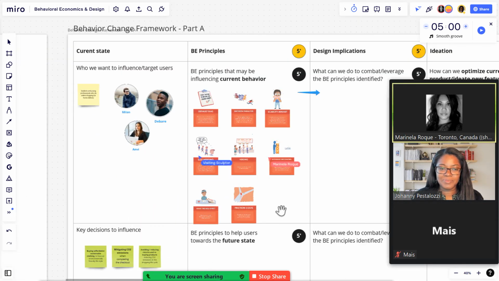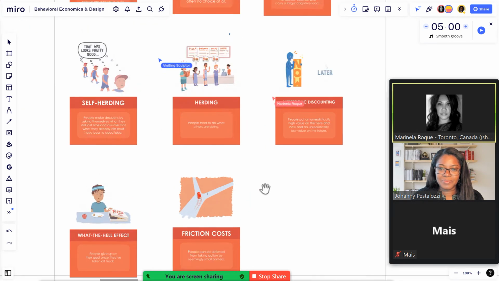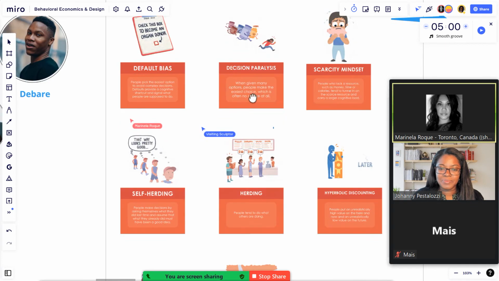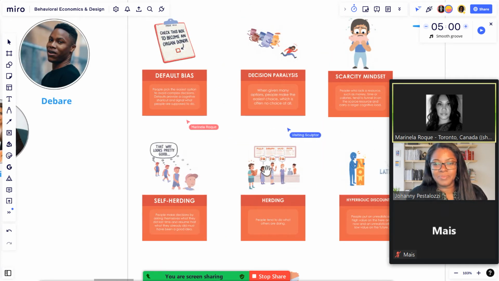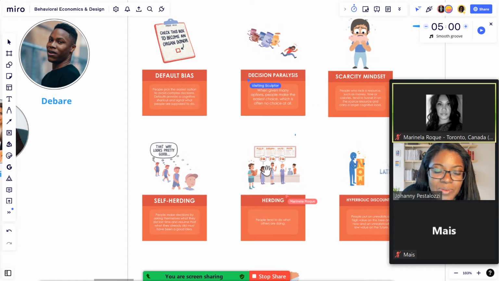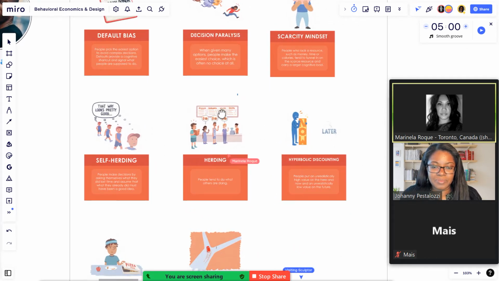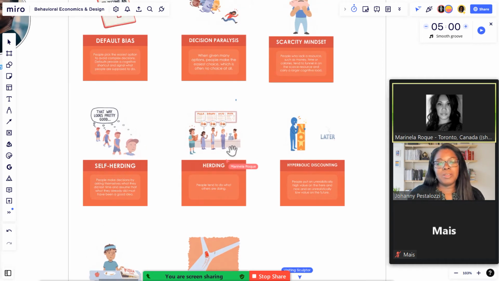The first one I think was the one selected by me, which was around default bias. It's basically doing what they're used to doing because they want to avoid complex decisions. Did you select only one or did you select any other? I selected only one because you guys were actively doing all the rest. Okay, I understand. But I agree with the rest.